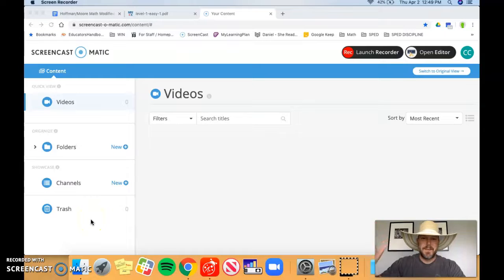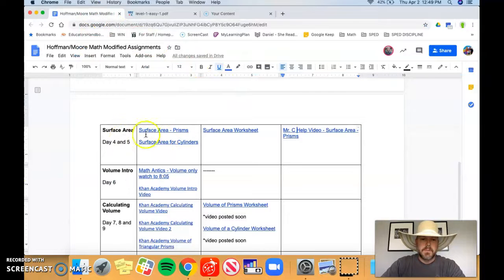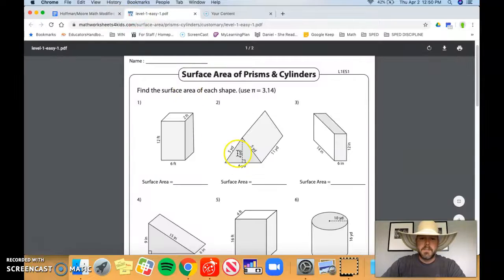Hey students, I wanted to finish up helping you with the worksheet from the video I just posted. It was on surface area and I was going to get to the cylinders, but I ran out of time. So I just want to work a problem with the cylinders now. I am on this worksheet here.